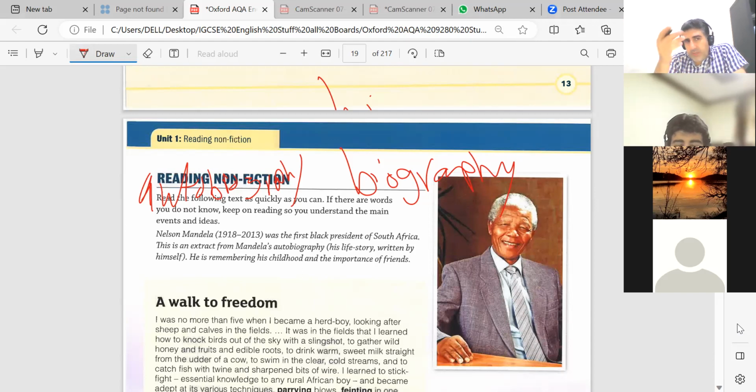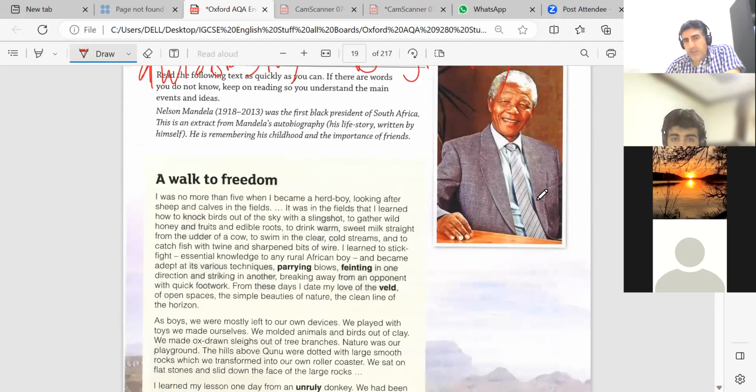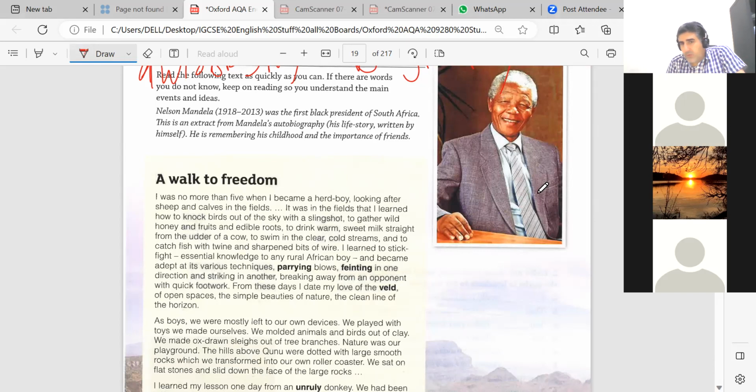Okay? So here you are reading about biography and autobiography. Here you are reading about Nelson Mandela. What type of text is this? Biography or autobiography? I think it is biography. Biography? Sorry, Akram, your voice is not clear. Could you repeat, please?